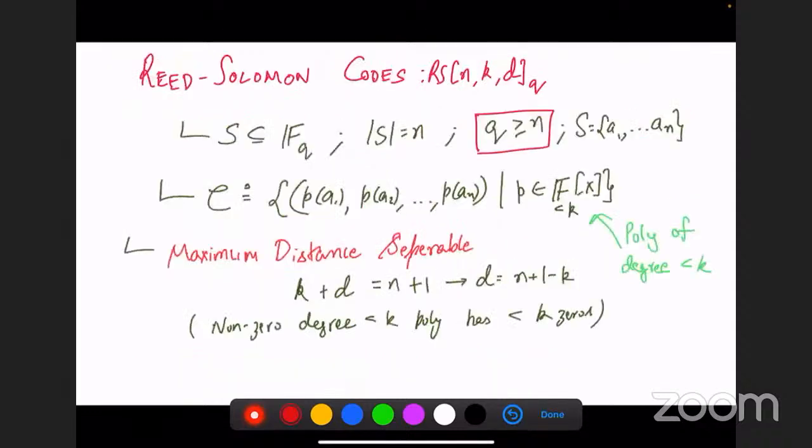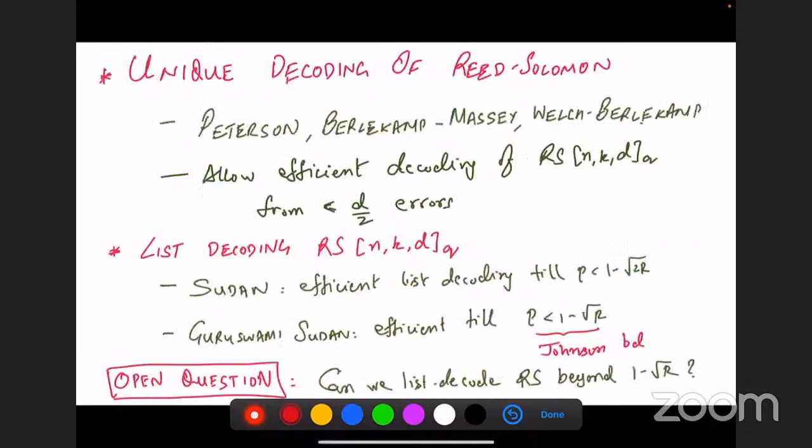So now let's see an example of a code and how it behaves with respect to unique decoding and list decoding. One of the most famous, or the most well-studied, codes in coding theory is the family of Reed-Solomon codes. These are again linear codes over a finite field, let's say F_q. And the description of the code is just a set of evaluations of low degree polynomials.